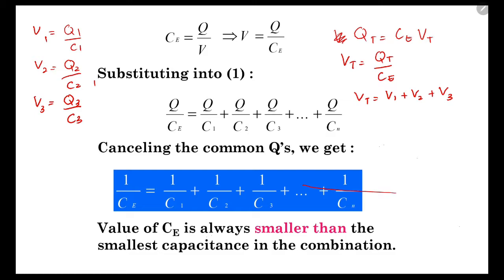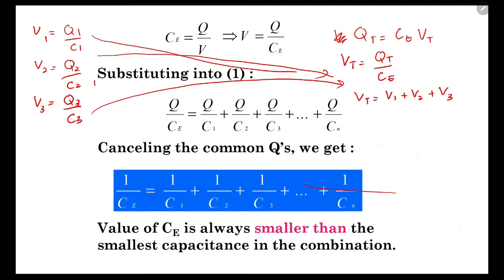Alright, so from this equation we can substitute into this equation. So V total is Q total over C effective, equal to V1, which is Q1 over C1, plus Q2 over C2, plus Q3 divided by C3.